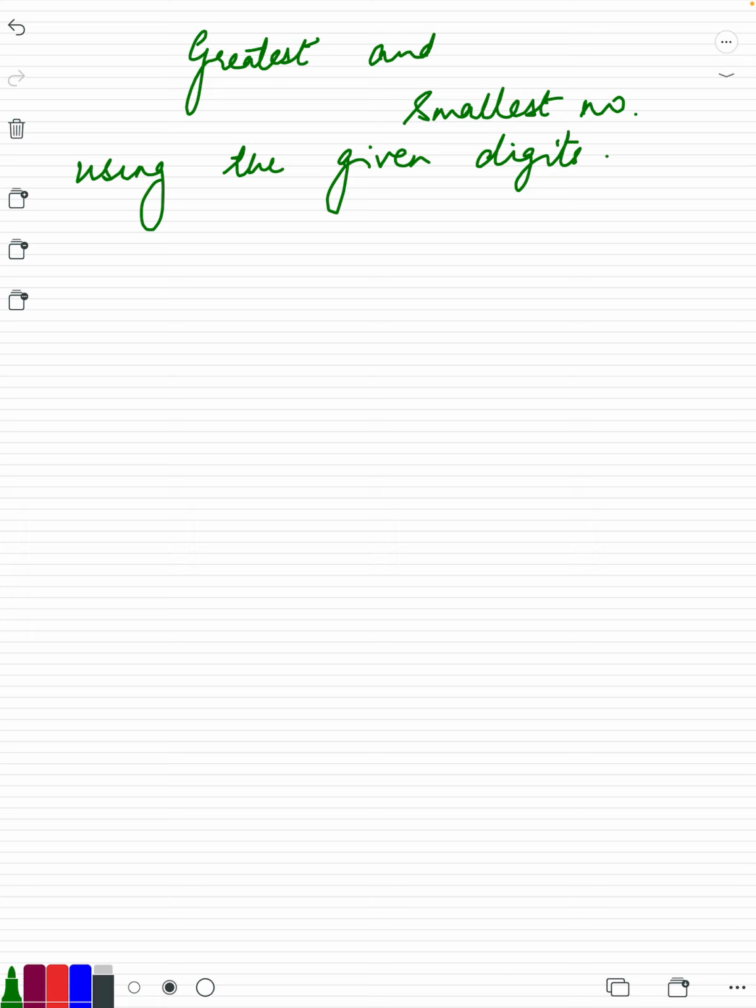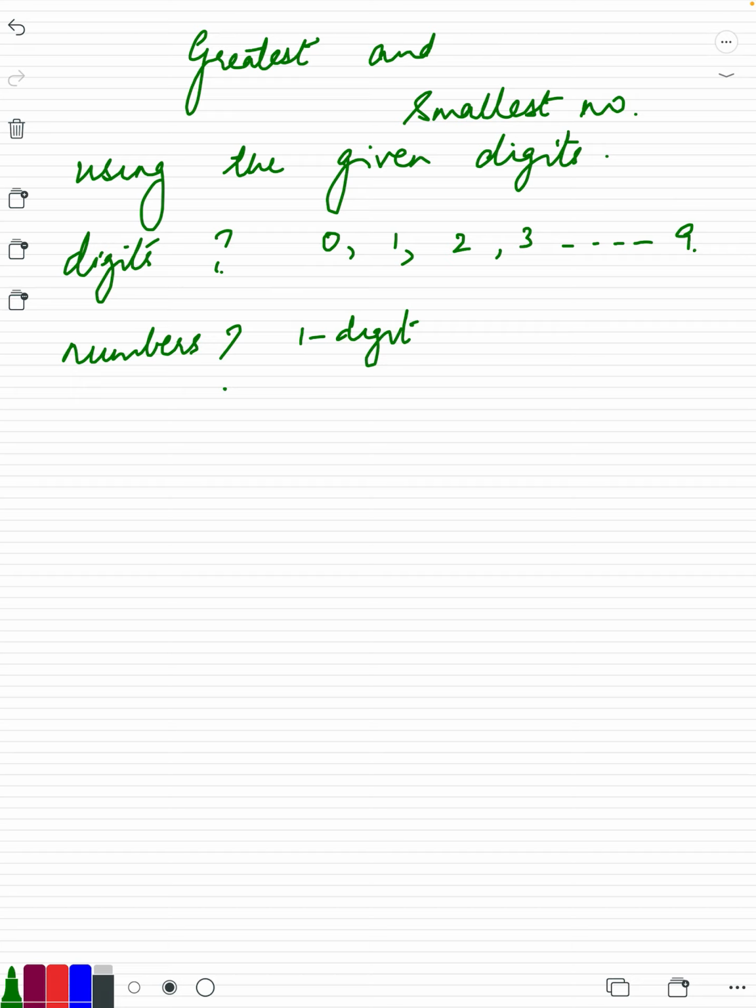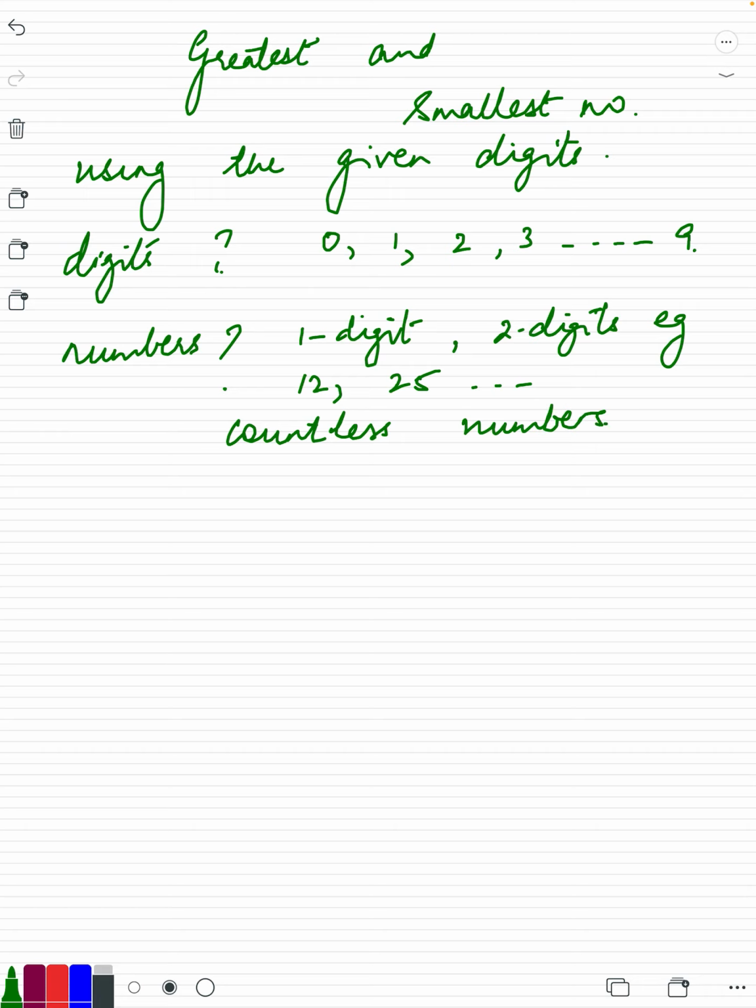Now, when we started studying mathematics, the first thing which we discussed is what are digits and what are numbers. Remember? So, what are the digits? The digits are only 10: 0, 1, 2, 3, up to 9. The numbers are one digit. That means all the digits are also called numbers. Then we have two digits, for example, 12, 25 and so on. And there are countless numbers which are formed by the combination of the given 10 digits.